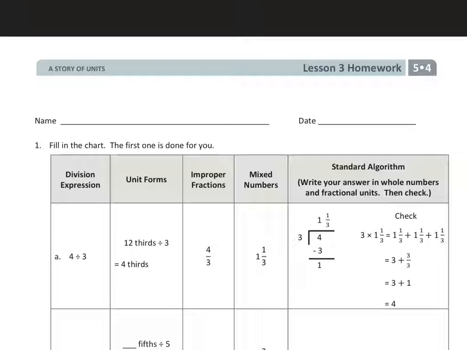All right, this is lesson 3 for module 4. This is going to be on page number 103. The directions say to fill in the chart, and the first one is done for us. So we're going to use the first one as a guide to answer the next 3 rows below.